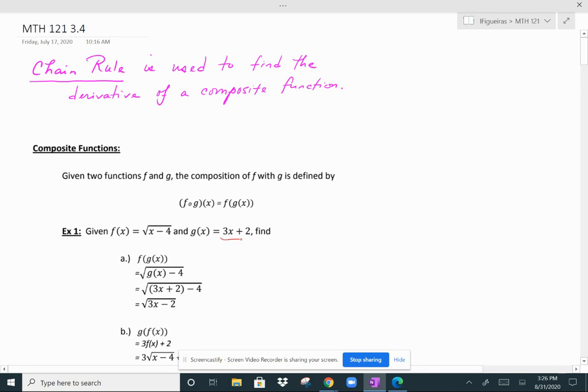That means that g of x is the input into f of x. So 3x plus 2 will replace the x in the f of x function. So that's exactly what you see here. I have the square root of g of x minus 4, and then in the next line I replace what g of x is equal to, so I have the square root of 3x plus 2 minus 4, and then finally combine like terms, 2 minus 4, and that gives you the square root of 3x minus 2 is the value of f of g of x.